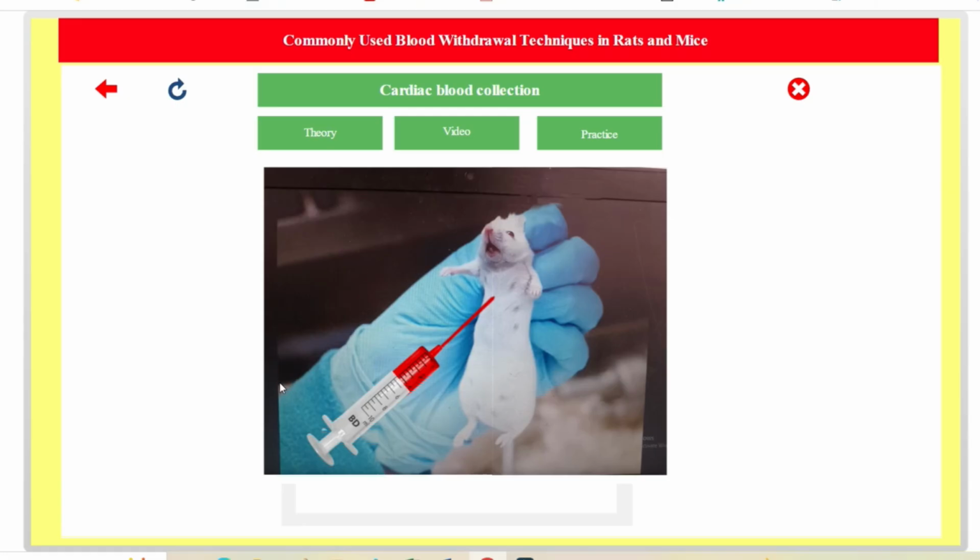For this type of blood collection we need lots of practice. If you try it the first time, you will definitely kill the animals. So don't try. You need lots of experience to collect this type of blood from mice. Now we will see the next method.